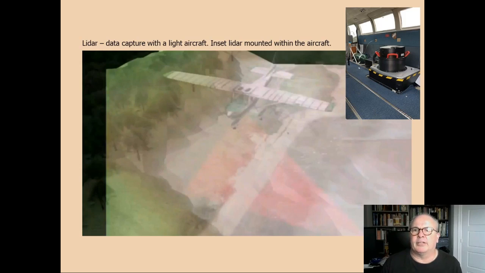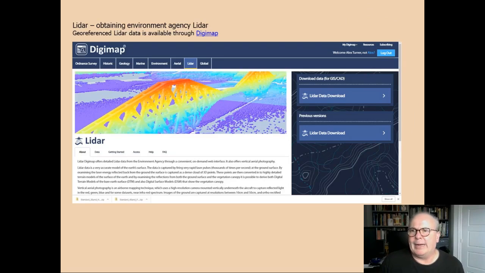This is still the conventional way of collecting LiDAR data. If you want to obtain LiDAR data, the easiest way to do it is to go to the Digimap website and choose LiDAR on here. If it asks you to register for that particular data set, then just simply fill in the form that it gives you and you get access to it. And here it allows you to download the LiDAR data for using a GIS or in CAD.